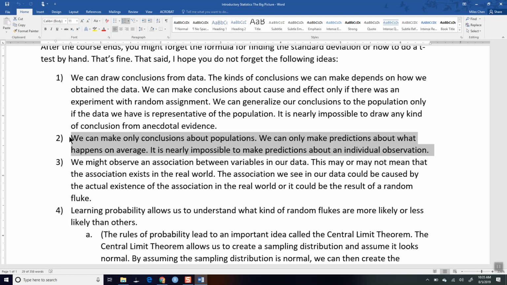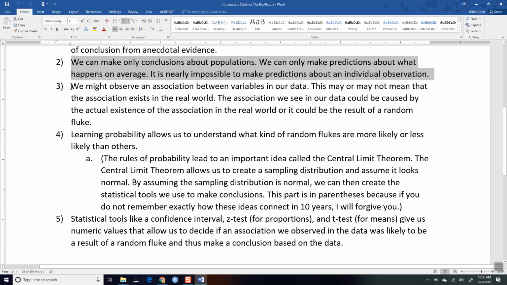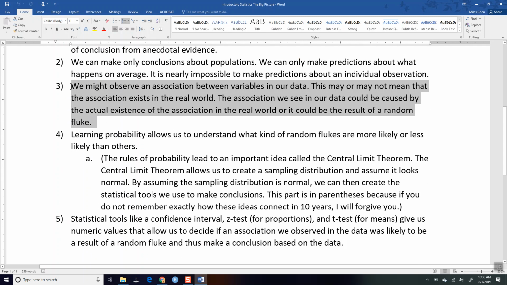So if we want to try to predict, you know, what will happen when I flip the coin next, okay? That's impossible, okay? So about an individual observation, it's impossible to make really good predictions there, okay? We can really only do stuff about that, right? All right, and we're going to spend a lot of time on this idea here, right?